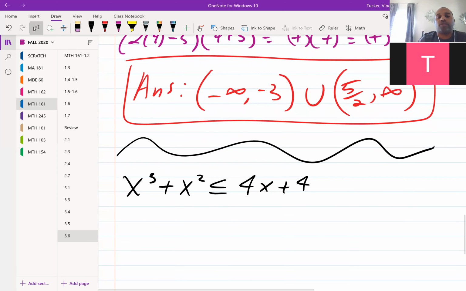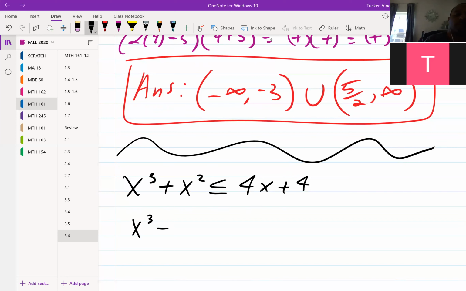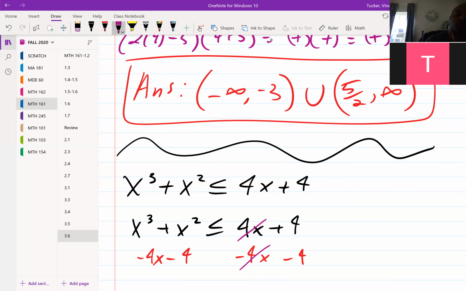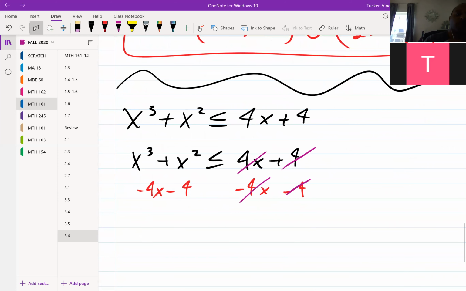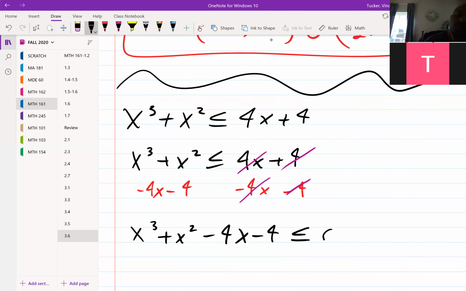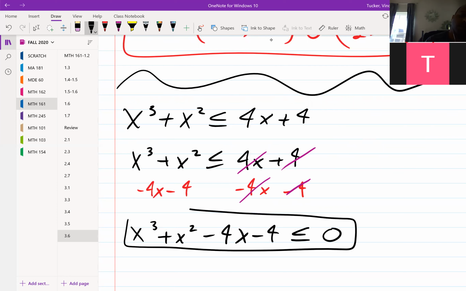All right, so here we have x cubed plus x squared is less than or equal to 4x plus 4. Once again, we want to set one side equal to 0 so we can make that comparison to 0. So we'll minus 4x and minus 4 from both sides. They cancel out on the right. That'll get x cubed plus x squared minus 4x minus 4 less than or equal to 0. So this is the function that we'll use.